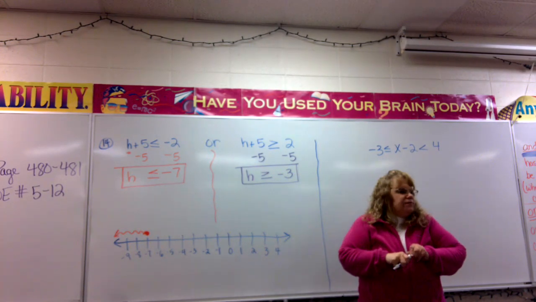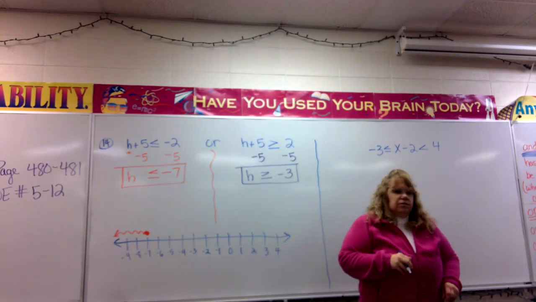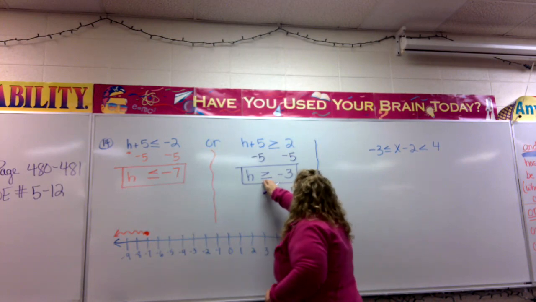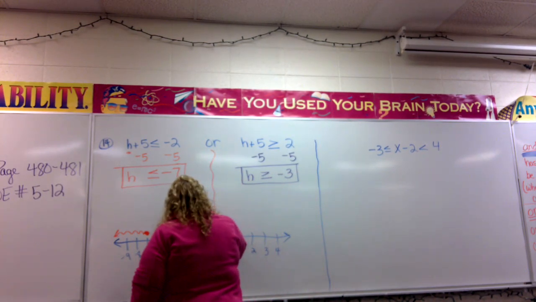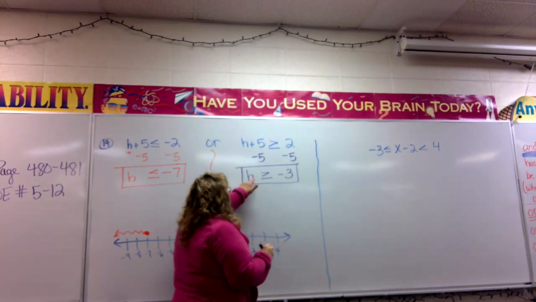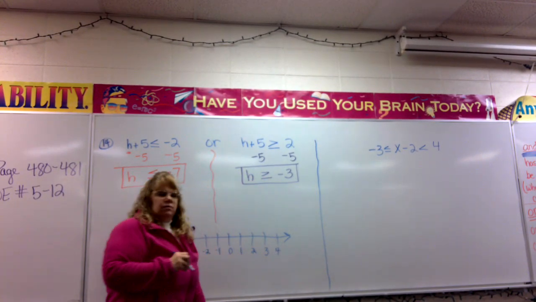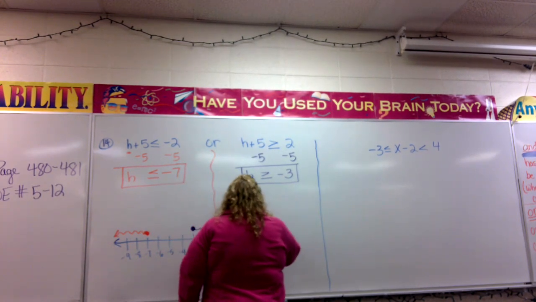You go to -3 on my number line. Should I color it in or not? Color it in because it's got the equals. Where is -3? And then, which way should I color? I want values that are greater than. To the right are the greater than.